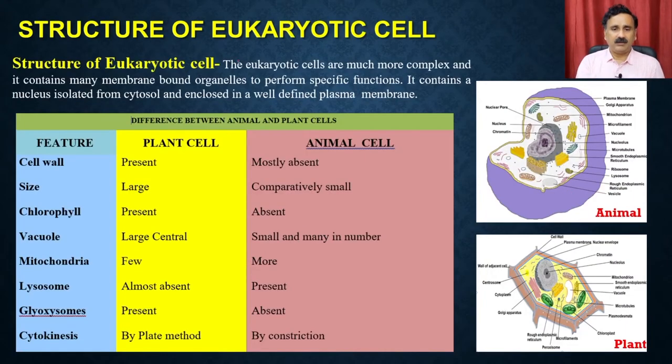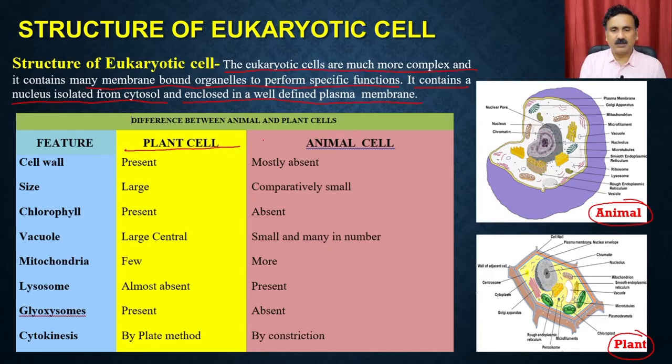The eukaryotic cells are much more complex and contain many membrane bound organelles to perform specific functions. They contain a nucleus isolated from the cytosol and enclosed in a well defined plasma membrane. One of the classical features is that eukaryotic cells contain membrane bound organelles to perform specific functions. And you have two different types of eukaryotic cells, the plant cell and the animal cell. So let's see what the differences are between the animal and the plant cells.